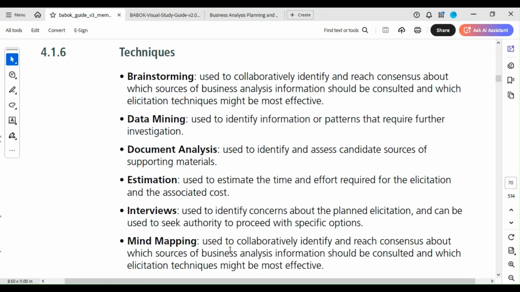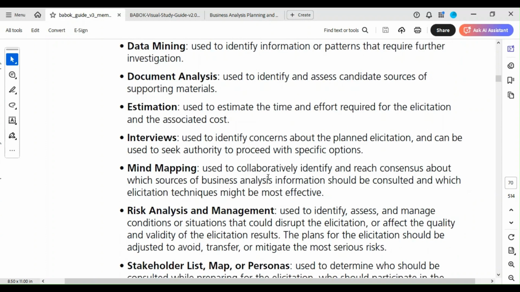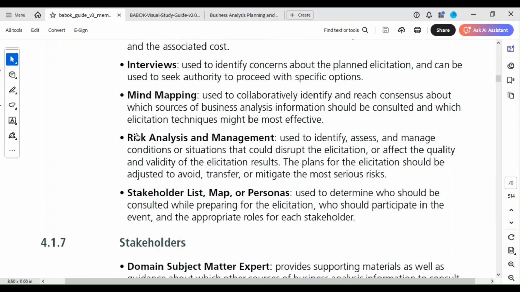Brainstorming is used to collaboratively identify and reach consensus about which sources of business analysis information should be consulted and which elicitation techniques might be most effective. Data mining is used to identify information or patterns that require further investigation. Document analysis is used to identify and assess candidate sources of supporting materials. Estimation is used to estimate the time and effort required for elicitation and associated costs. Interviews are used to identify concerns about the planned elicitation and can be used to seek authority to proceed with specific options. Mind mapping is used to collaboratively identify and reach consensus about which sources of business analysis information should be consulted and which elicitation technique might be most effective.